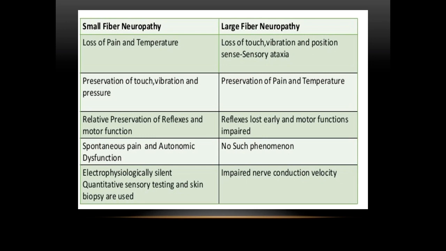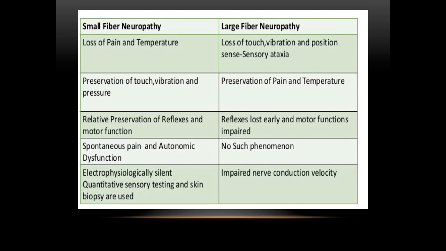On the other side, the large fiber neuropathy affects touch and vibration, and it will affect something called position sense. So you'll get more loss of balance. So I put down here sensory ataxia, which basically means your body sometimes just doesn't know where it is in space. So when you touch, you don't really feel your feet so well, or you're bumping into things. With large fiber, the pain and temperature pathways are preserved, so there's no issue there, unless you have a combined small and large fiber neuropathy.